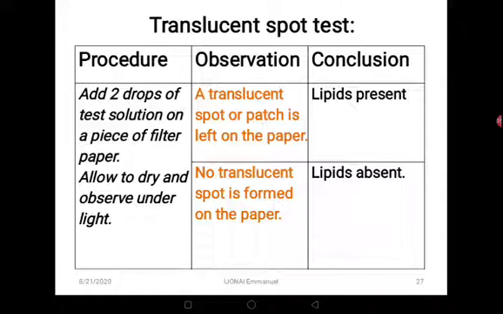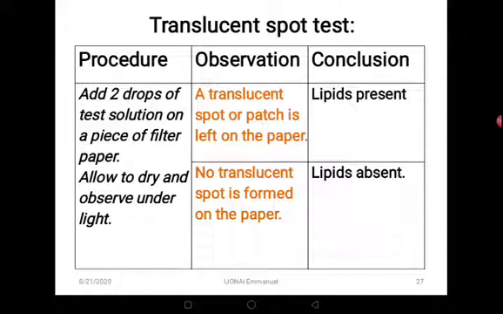And then the other one, the last one, is the translucent spot test. So the procedure here is that add 2 drops of a test solution on a piece of filter paper. This is usually done for oils. Yeah, where you add drops, those are for oils. If it is a solid like a fat, then you just rub. You rub that fat onto a filter paper. So if it is an oil, you add 2 drops of test solution on a piece of filter paper, then you allow it to dry.